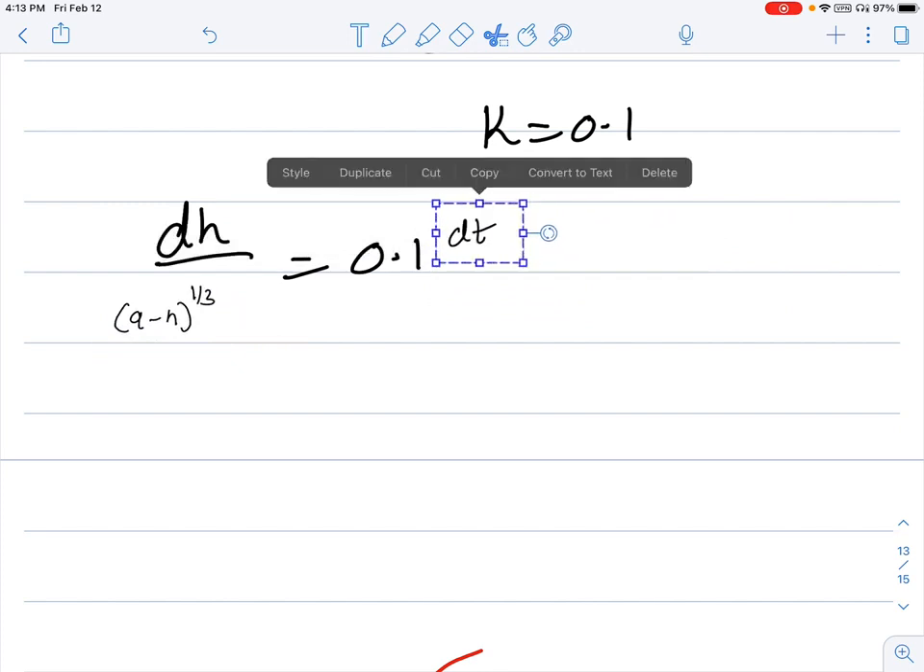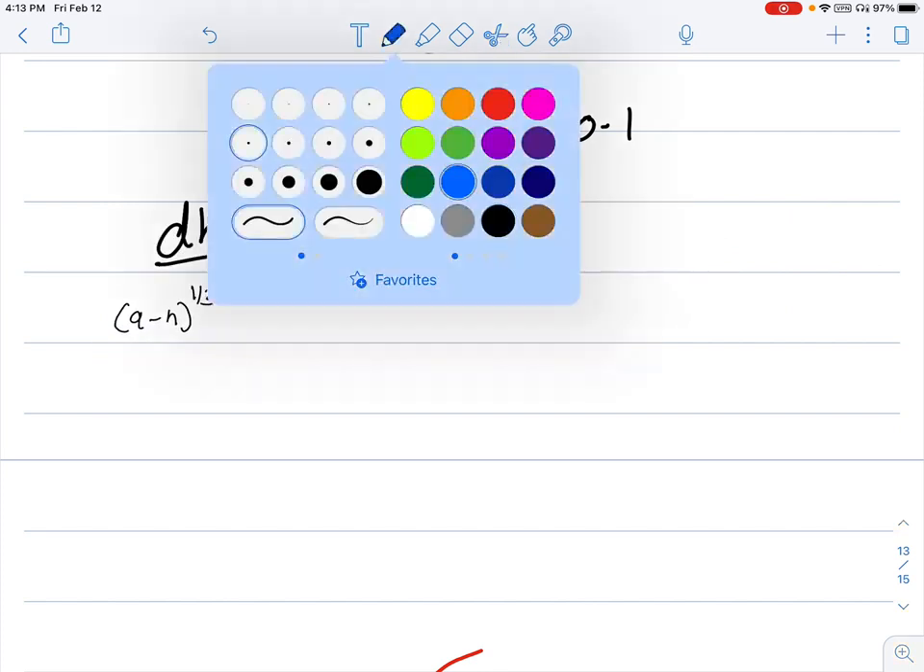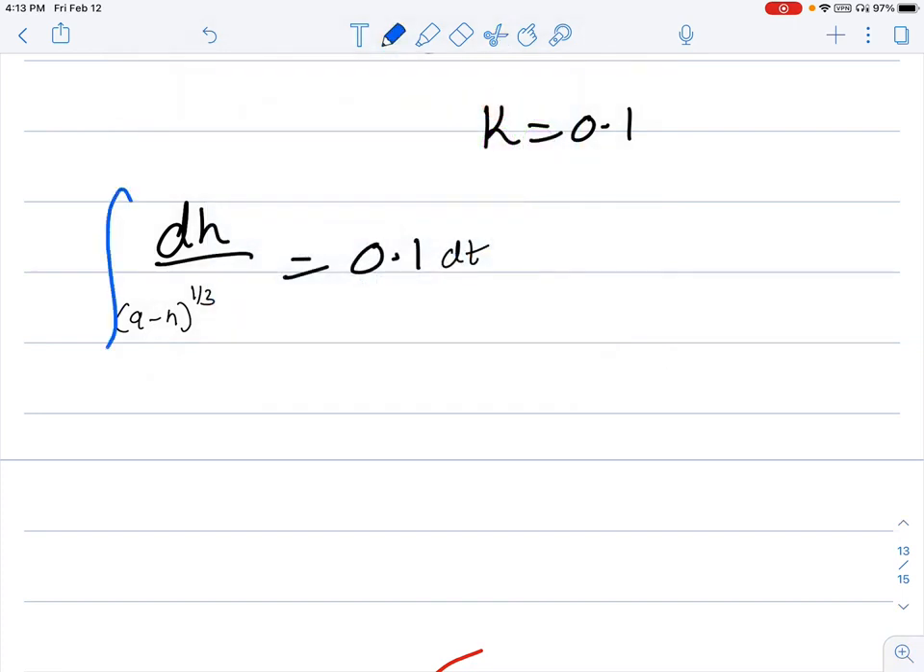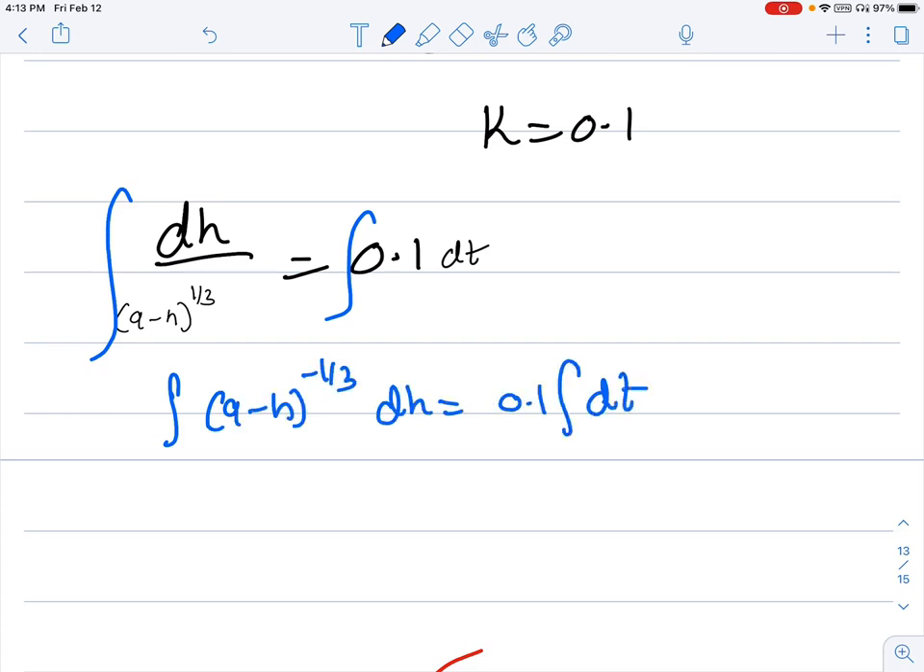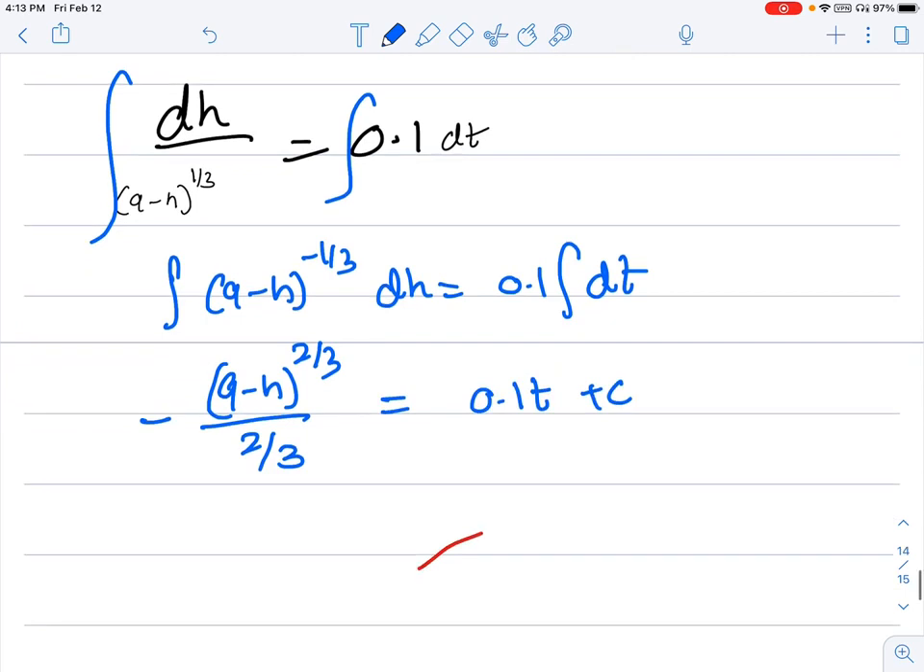And arrange it out in this way. Then apply integral on both sides. So when I apply integral on both sides, it becomes (9 minus h) to the power minus 1 upon 3 dh is equal to 0.1 dt. So it becomes (9 minus h) to the power 2 upon 3 over 2 upon 3, with a minus sign, is equal to 0.1 t plus c. Don't forget to write c.